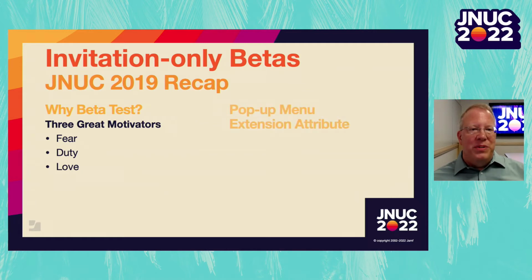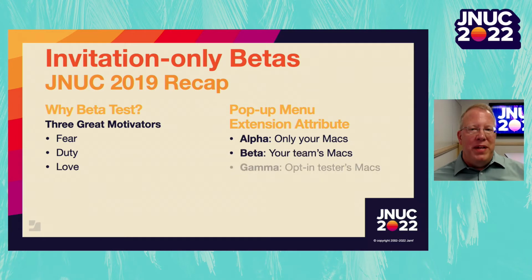For the nuts and bolts of the solution, in a nutshell, we leverage the Jamf Pro API to modify a pop-up menu extension attribute to one of three values. Alpha is only for your Macs and VMs. In fact, you may decide you don't want to classify your production computer as alpha, just to make sure you don't break anything on your production Mac. Beta is just for your immediate team's computers.